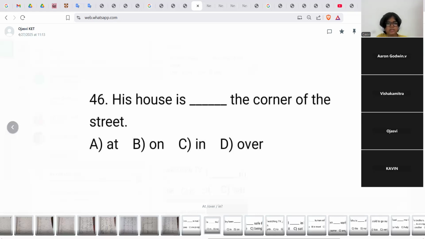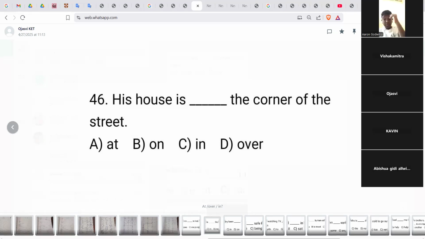But why not over? Over the corner, no. At the corner, in the corner, at the corner. If around is an option, then we might use it, but at the corner is one thing. Because the word street is coming, you want to go with at the corner of the street.